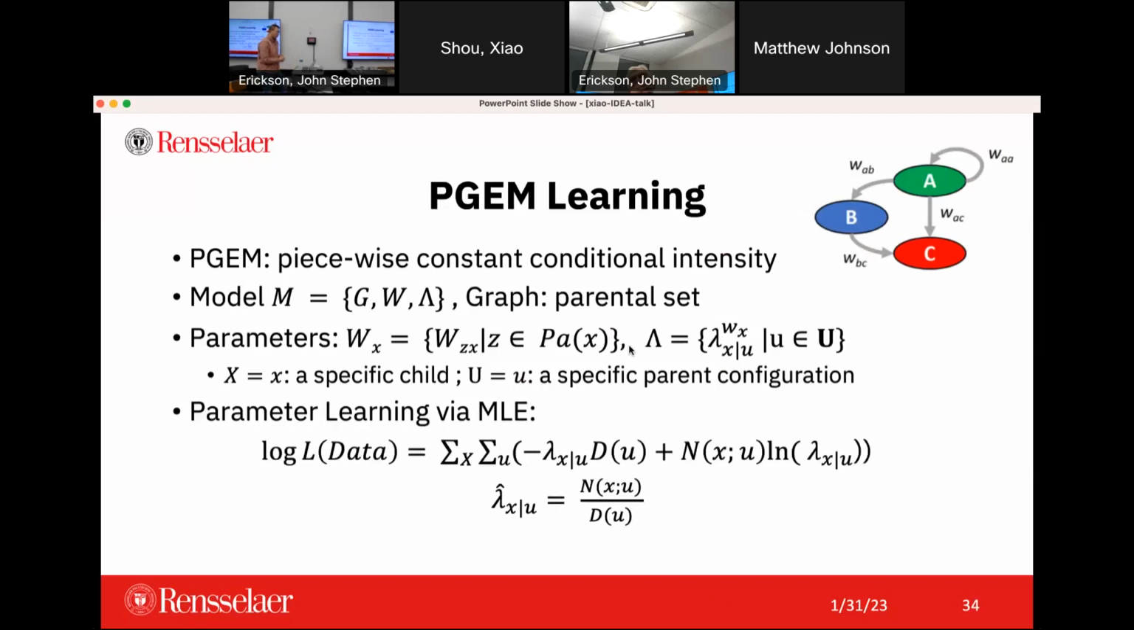So with PCIM learning, PCIM is the piecewise constant conditional intensity model I just showed. To learn the model, we need to learn a graph, a set of windows, and a set of conditional intensities for each node given its parents. The graph and the windows are NP-hard, so learning this is through heuristic search. But the parameters, given the graph and the windows, have closed form, so we can get them nicely.